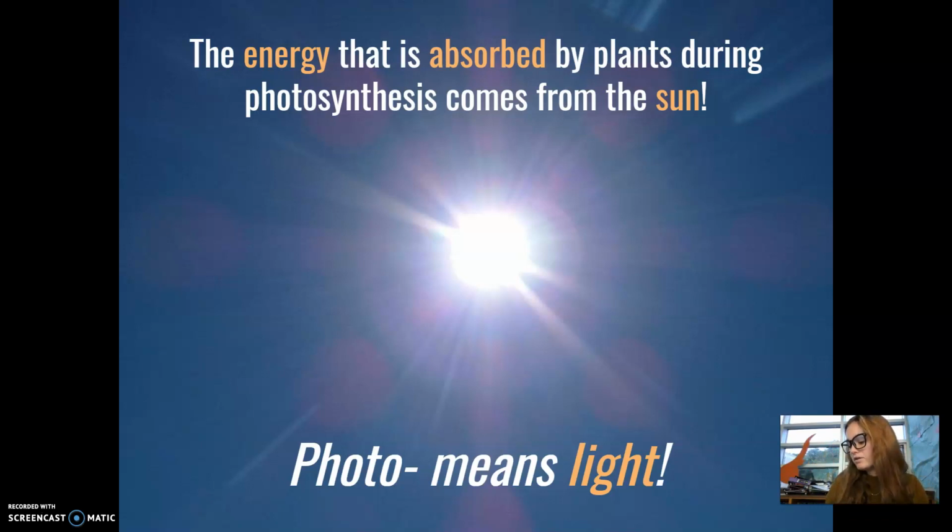Sometimes they have a little light, right? Photo means light. Synthesis means to make. So if we break down that word, photosynthesis, remember synthesis means to make. So we're making something using light, or making something out of light.